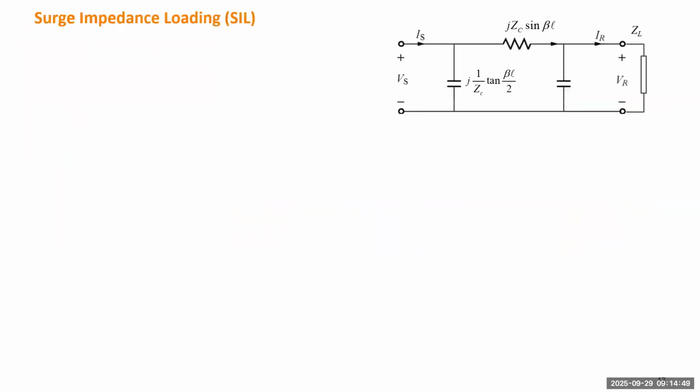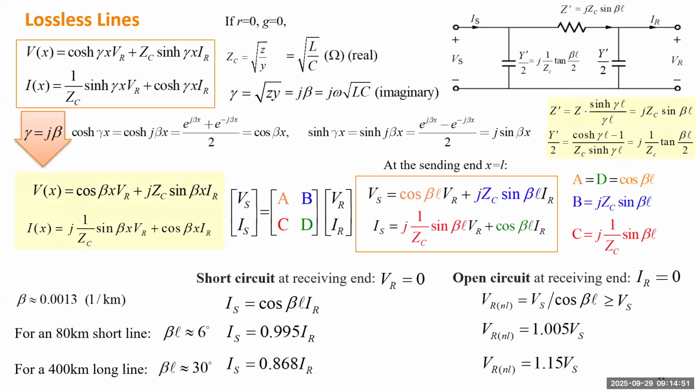utilize the actual impedance of the line and actual admittance to the line. But when the line is longer than 250 kilometers, you have to utilize the Z prime and the Y prime to correct the actual impedance and admittance. For the total admittance, you split into half and put two halves on both ends.